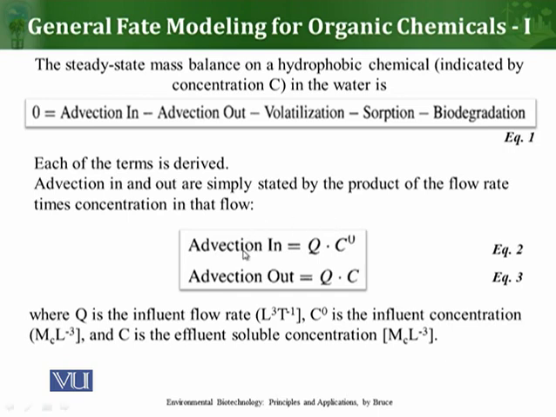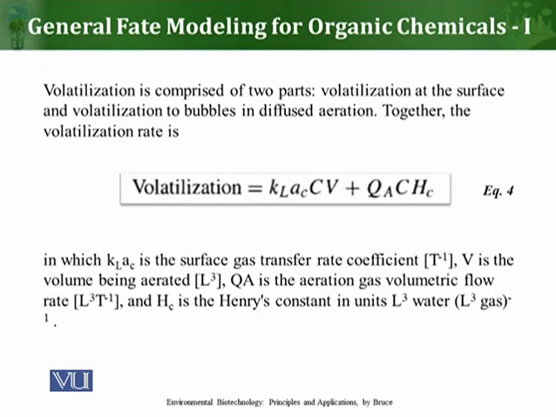So you can see here advection in is equal to Q times C naught, where Q is the influent flow rate and C naught is the influent concentration. Advection out is equal to Q times C. So that is how we can find the advection in and advection out. Now let's talk about how we can derive volatilization, sorption and biodegradation as well. If we talk about volatilization, it comprises 2 parts: volatilization at the surface and volatilization to bubbles in diffused aeration.